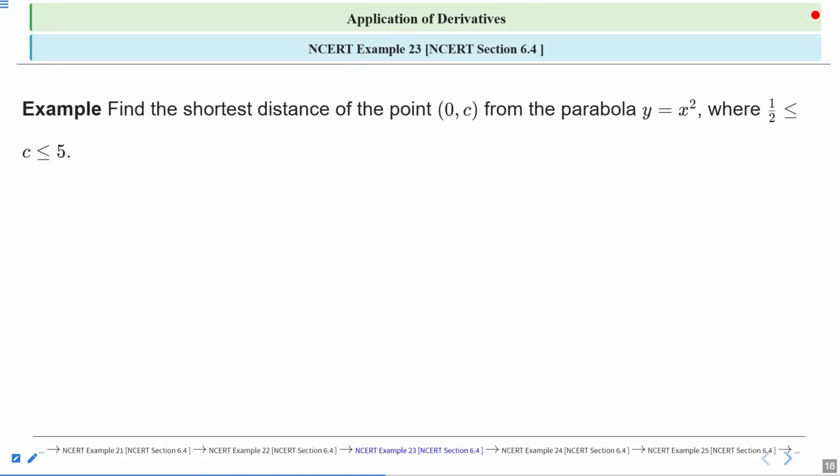Example 23, in CRT section 6.4, example 23. We have to find the shortest distance of the point (0, c) from the parabola y is equal to x square, where c is between 1 by 2 and 5. How can we find the shortest distance of the point (0, c) from this parabola?